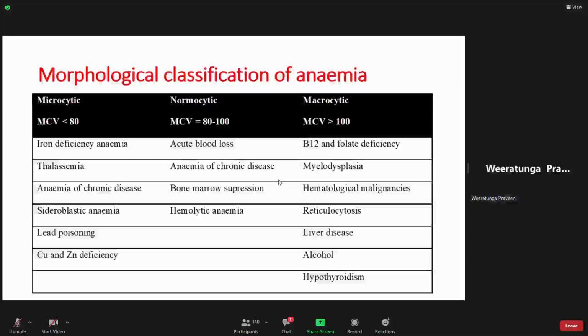And here I again summarize the morphological classification of anemia. So microcytic, remember this classification is based on the red cell indices data as well as the blood film data. Right? And microcytic hypochromic anemia, there are 6 important causes. The unusual ones are copper zinc deficiency, lead poisoning, and sideroblastic anemia. That's just a quick revision of the morphological classification.